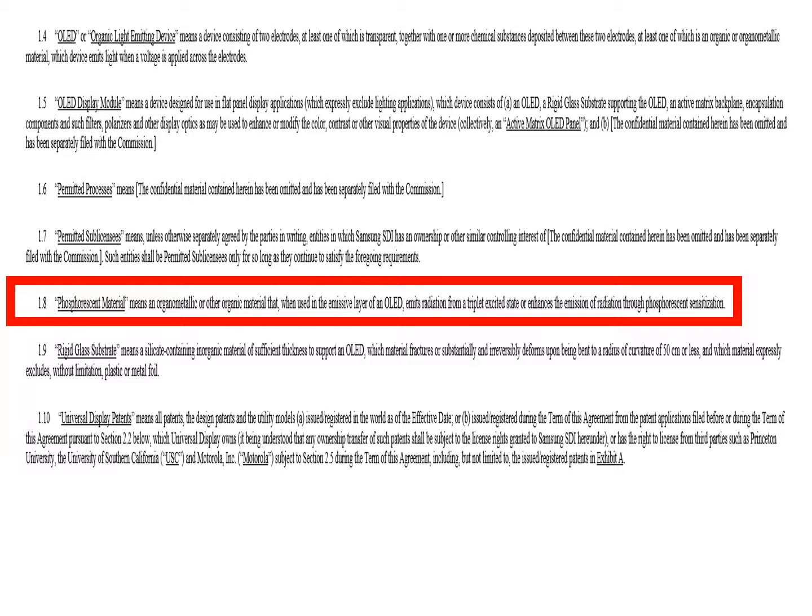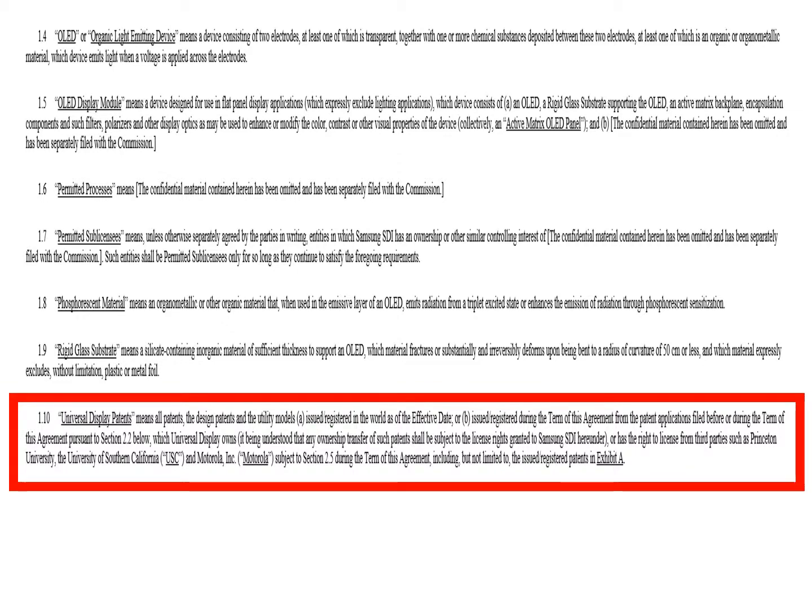Phosphorescent material. This is the stuff everyone's fighting over. Phosphorescent material means an organometallic or other organic material that, when used in the emissive layer of an OLED, emits radiation from a triplet excited state or enhances the emission of radiation through phosphorescent sensitization. Again, the detail's not critical to us. What I want to point out to you is they're separately defining the material so they can cut it out of this deal.